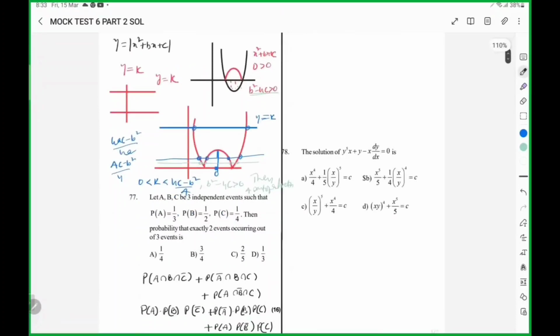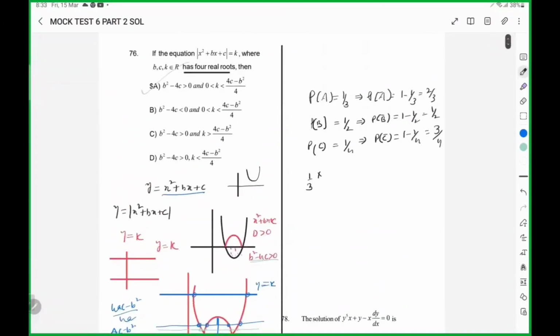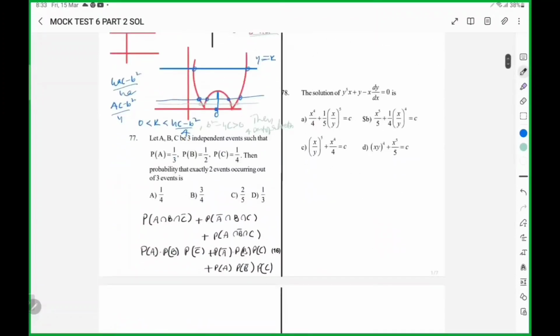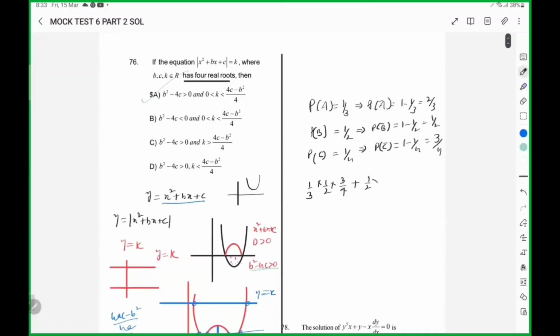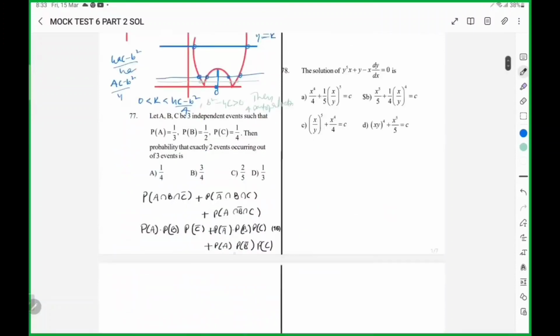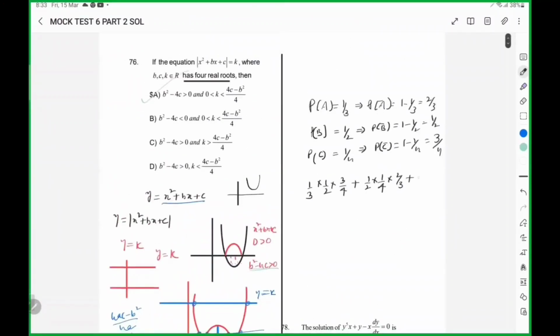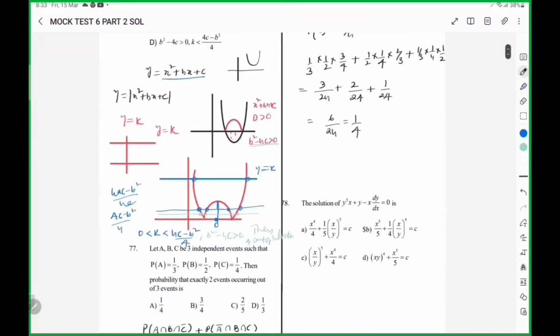Now just substitution. P of A is 1/3, P of B is half, P of C bar is 3/4. The next case, BC occurs: half into 1/4, A does not occur. Next case, AC occurs: 1/3 into 1/4, B does not occur, that is also half. So which is 6/24, 1/4 is the answer.